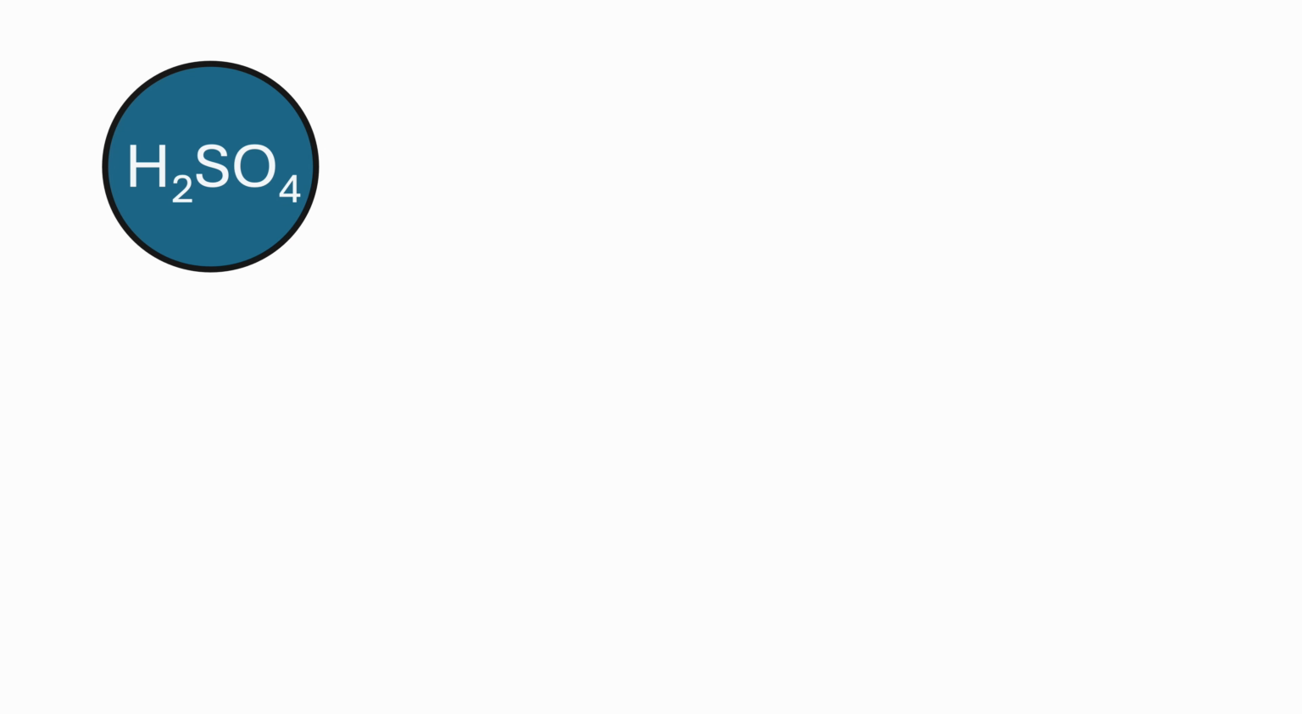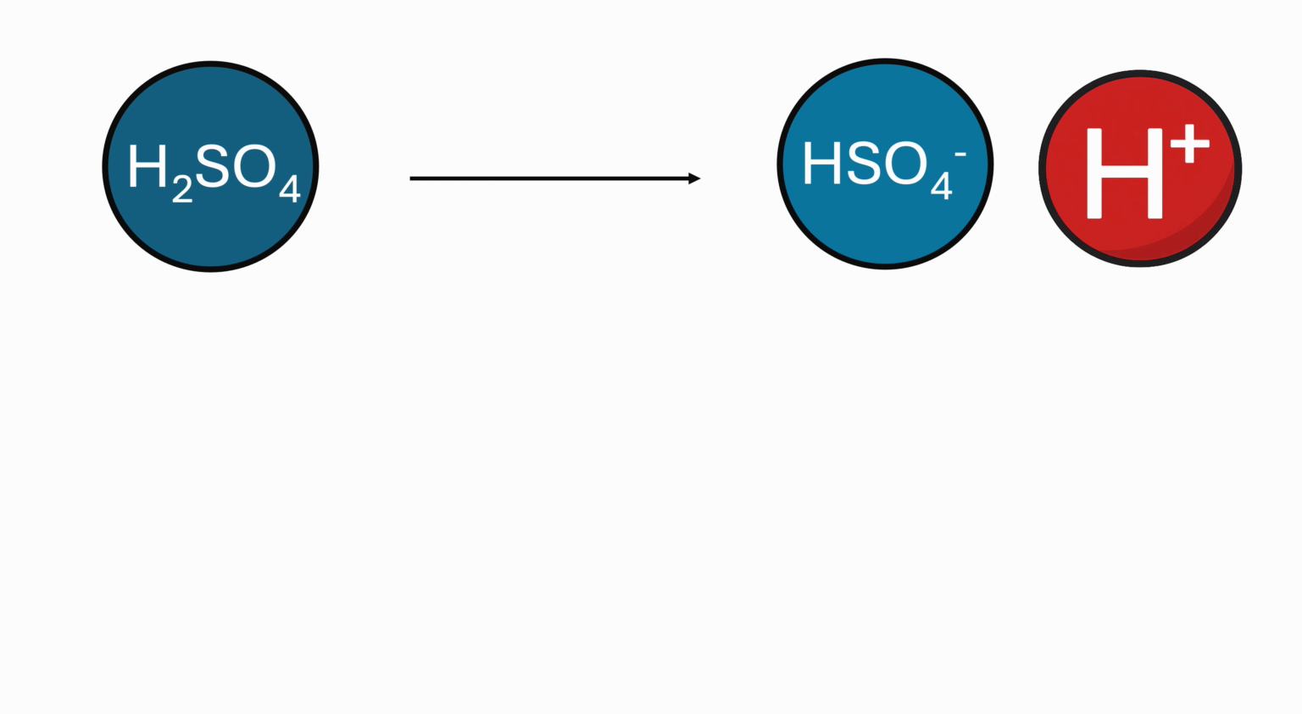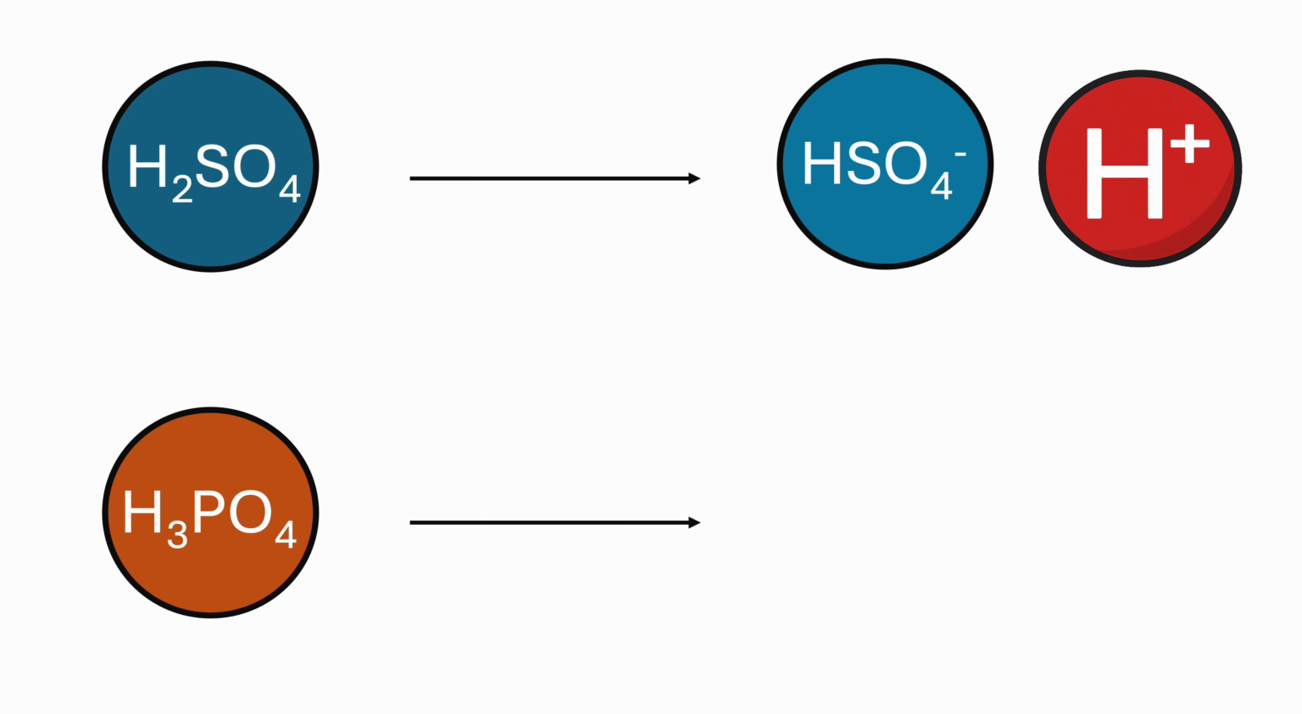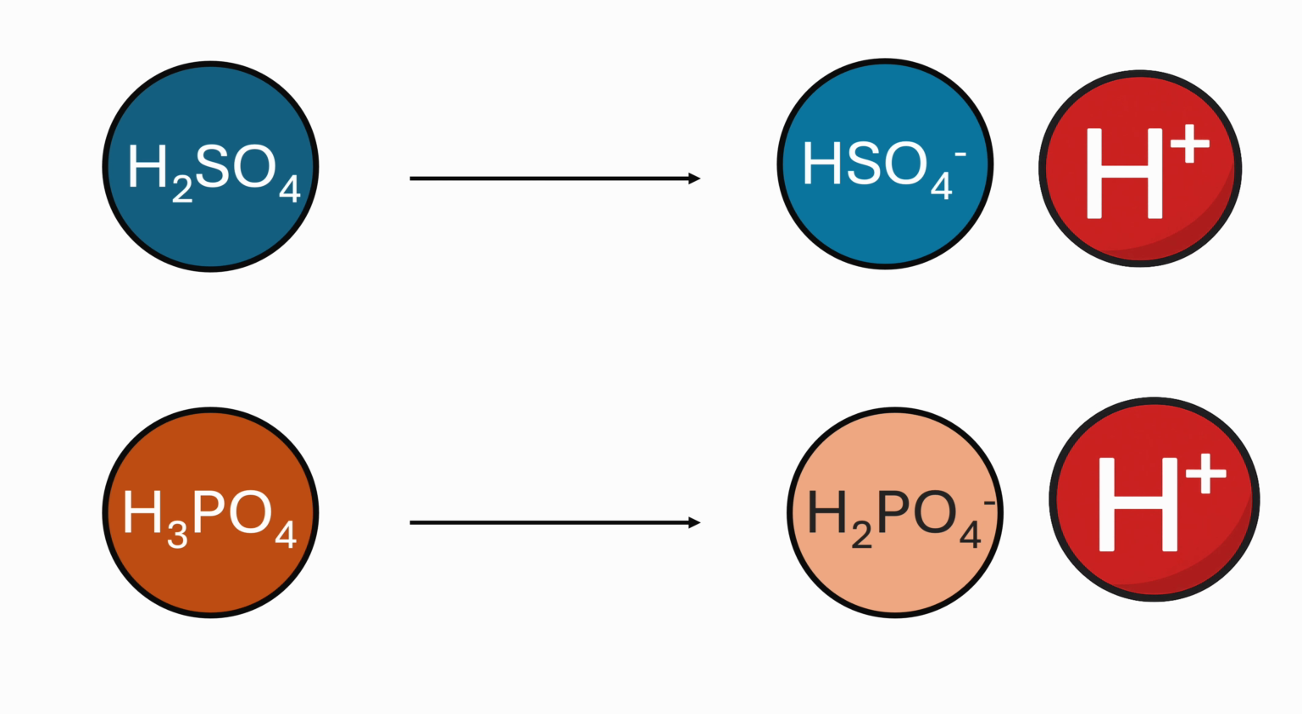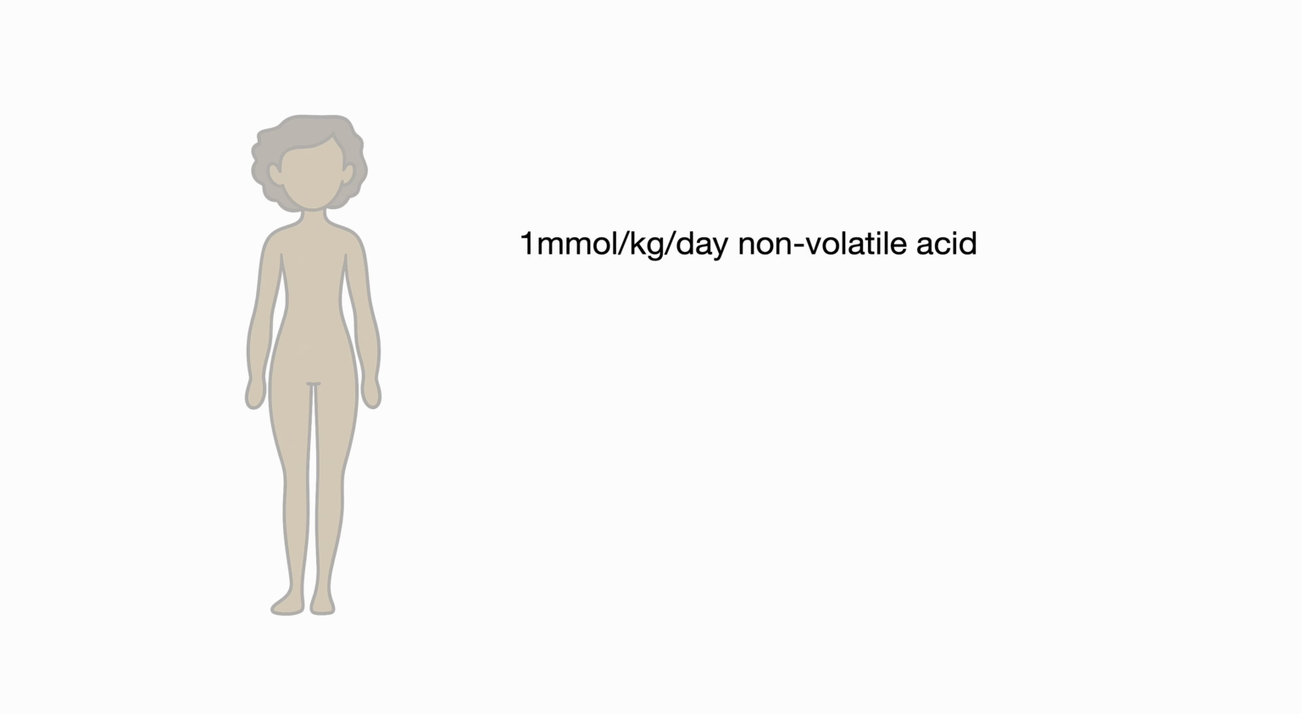Let's take a moment to talk acid load. Sulfuric acid, or H2SO4, is a strong acid that completely dissociates in water, resulting in free hydrogen ions. Phosphoric acid, H3PO4, is a weak acid, only partially dissociating in water. Both of which, however, contribute to the overall hydrogen load in the extracellular fluid. On average, a person will produce approximately 1 millimole per kilo per day of non-volatile acid. For a 60-kilo person, that is approximately 60 milliequivalents of hydrogen added to the extracellular fluid.